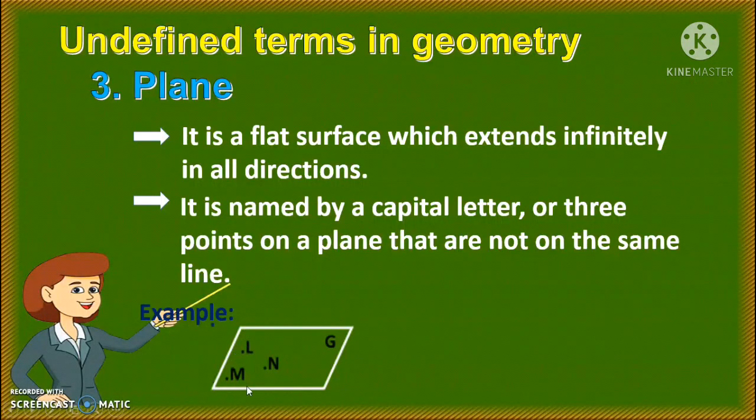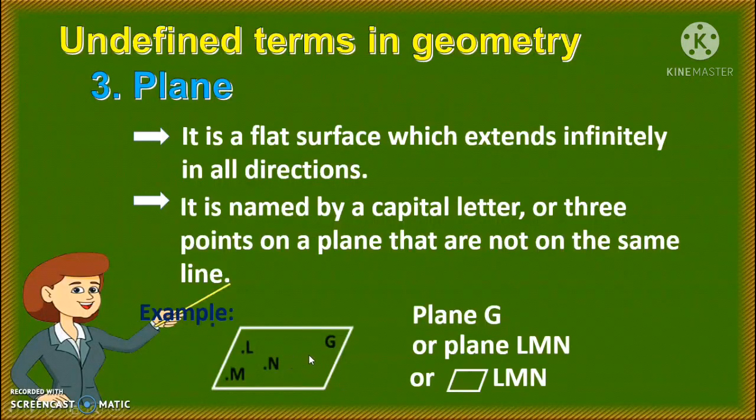So, etong plane na to ay maraming points sa loob ng plane. Tapos, mai-extend siya in all directions. Dito, in all sides, in all directions, mai-extend ang plane na to. So, pwede natin siyang pangalanan na plane G, yung capital letter na G. Then, pwede ding plane LMN using the 3 points. Or, pwede ring gamitin yung symbol ng plane. Plane LMN.